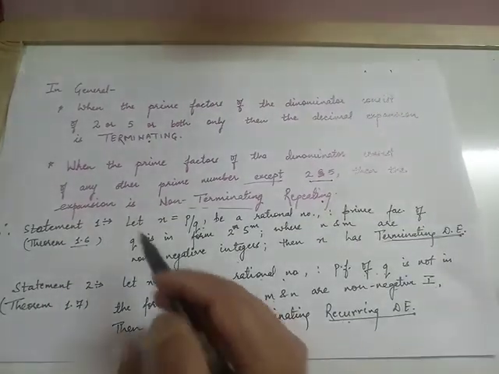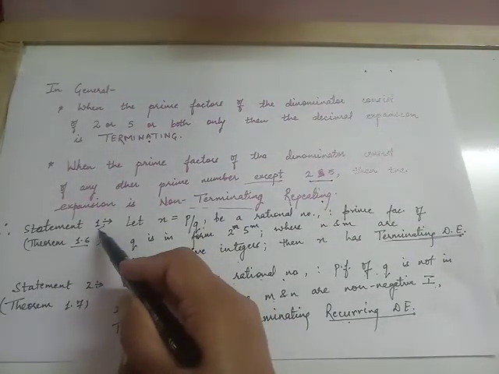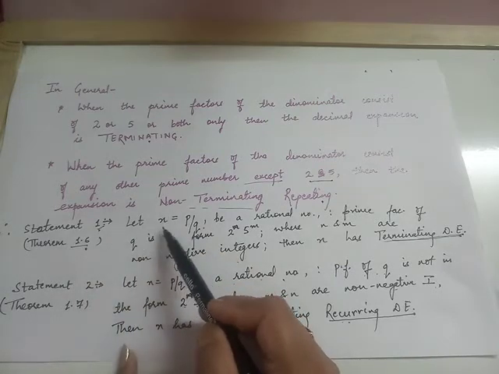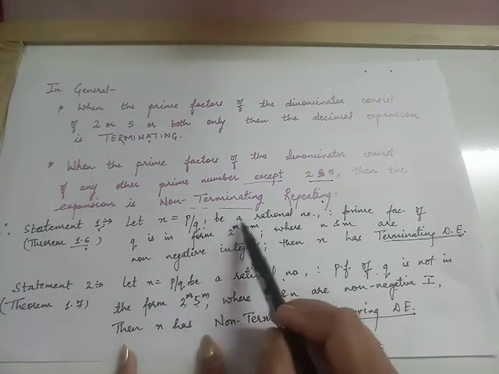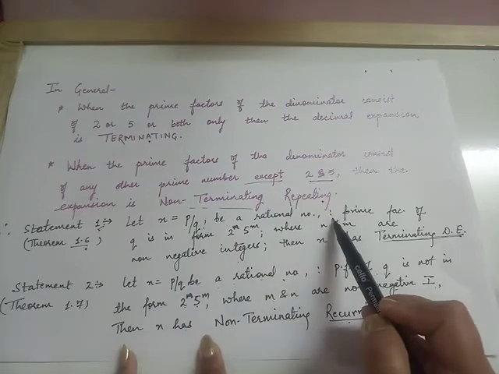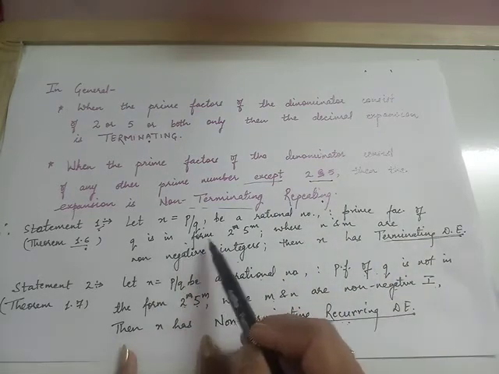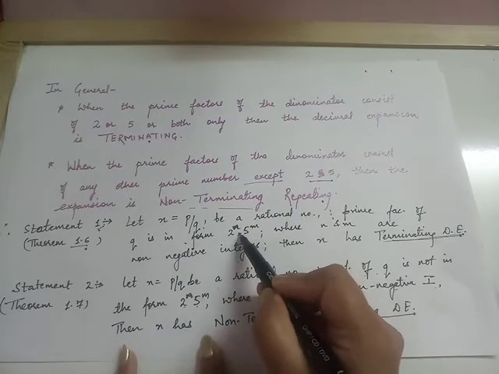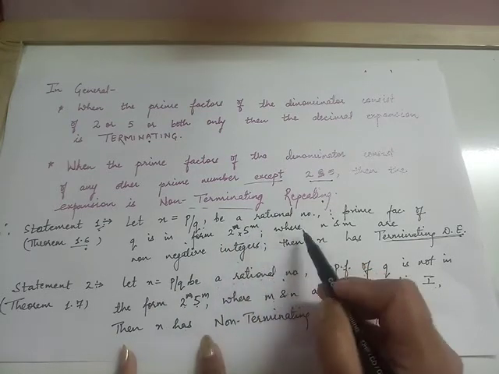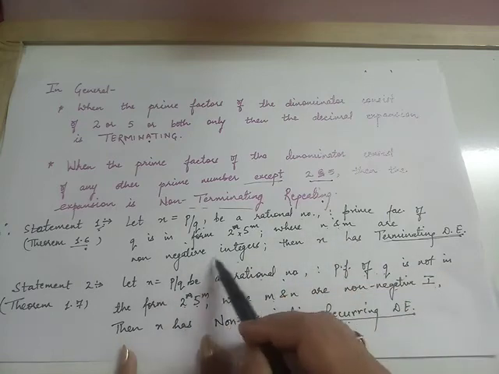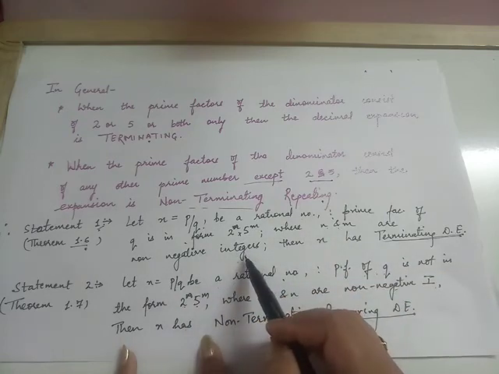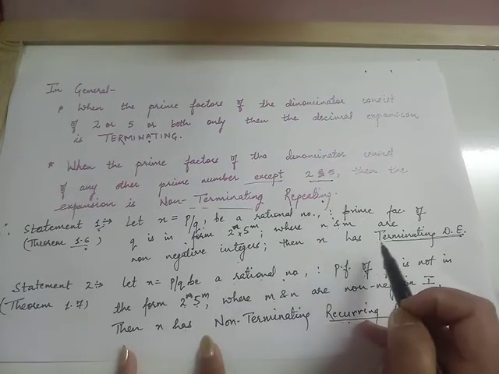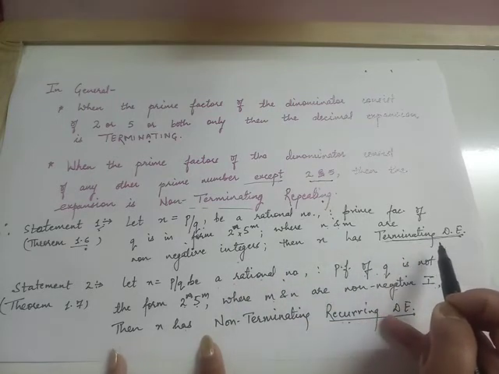Okay, so with this we generalize to the statement which is theorem 1.6 of your book: let x equal p upon q be any rational number such that the prime factors of q are in the form 2 to the power n multiplied by 5 to the power m, where n and m are non-negative integers, means it can be 0 but it cannot be negative, then x has a terminating decimal expansion.